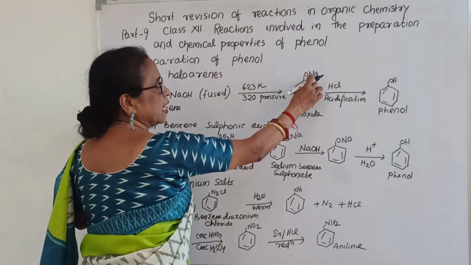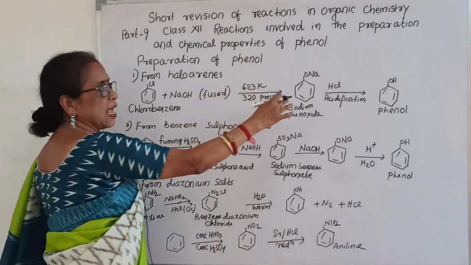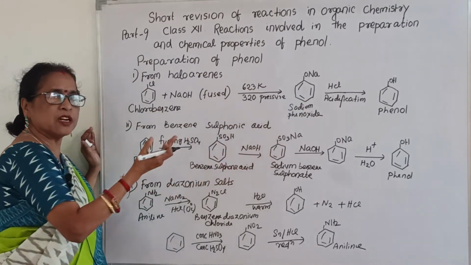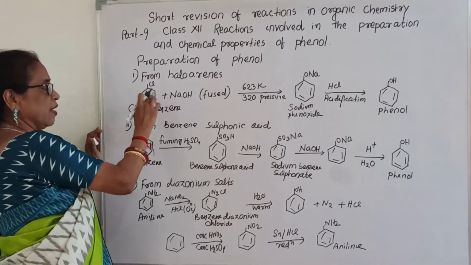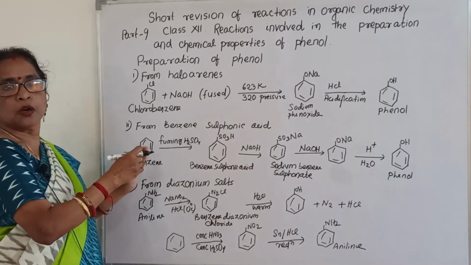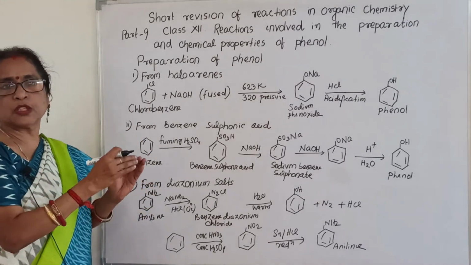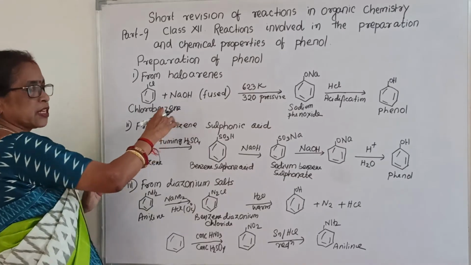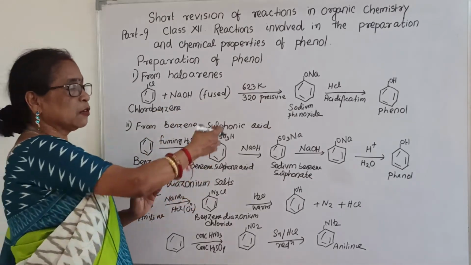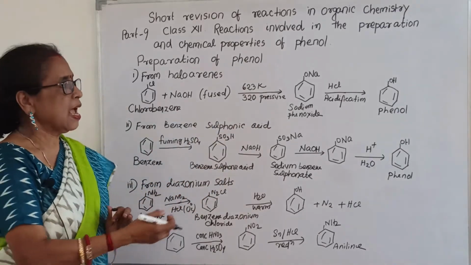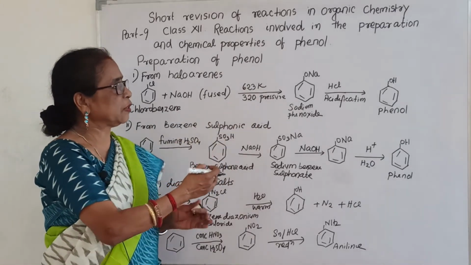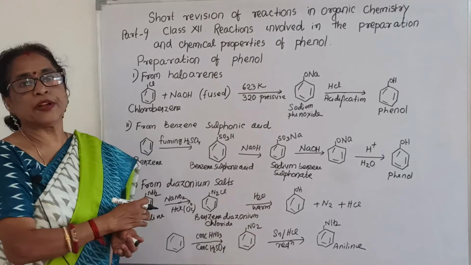See, ONa is there, Na is replaced and H is there. So what is the result? Benzene ring with OH, that means phenol. It is a very important reaction. Chlorobenzene when reacted with sodium hydroxide in fused condition and with pressure and temperature gives sodium phenoxide, and when you treat it with hydrochloric acid, it will give phenol.